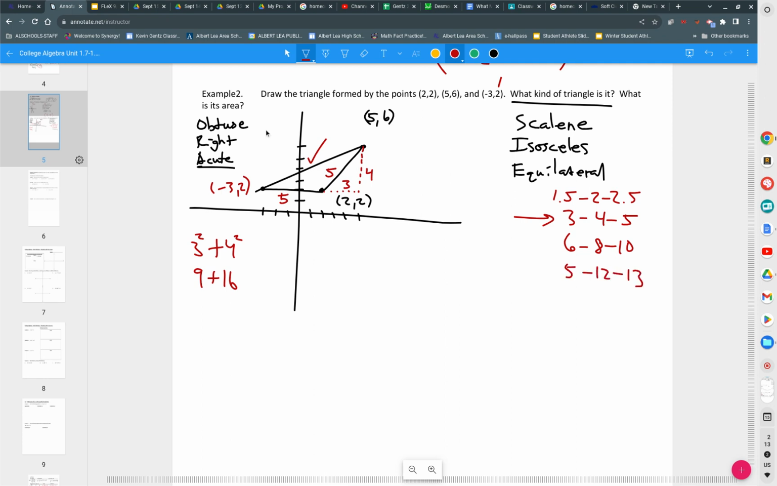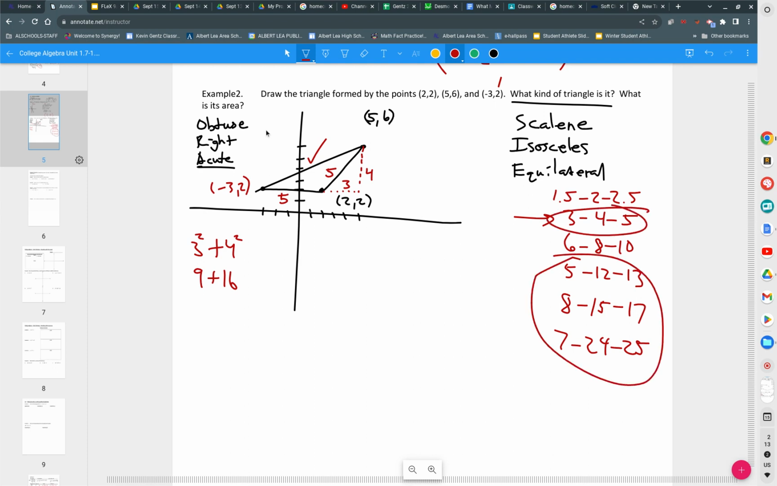That came from the problem right up above. You also have 8, 15, and 17. You have 7, 24, and 25. Now, you are not required to memorize these, but I will say second semester, this study of trigonometry is based 100% off of the Pythagorean theorem. And without a doubt, these numbers come up all of the time, so it would be good to keep those in your mind.